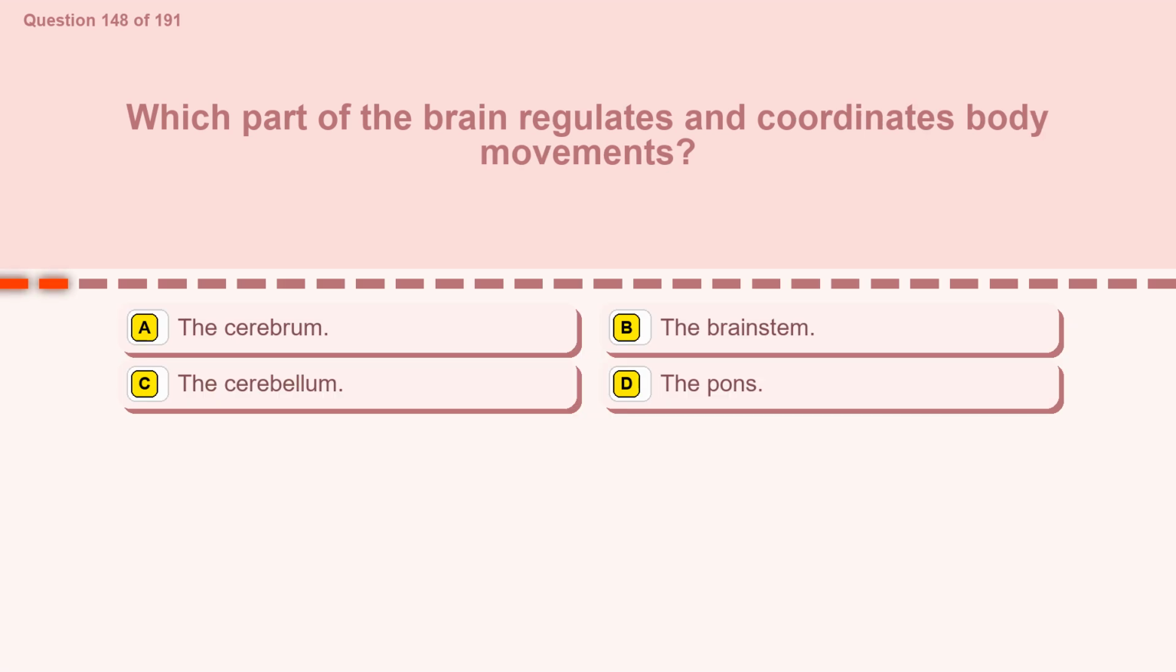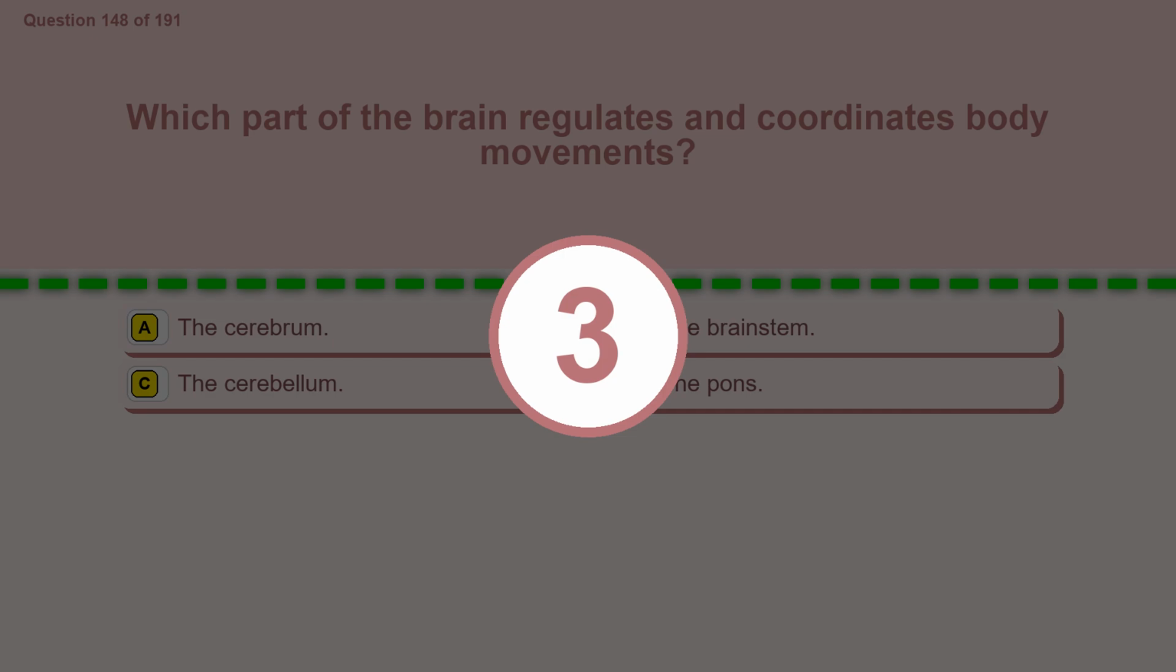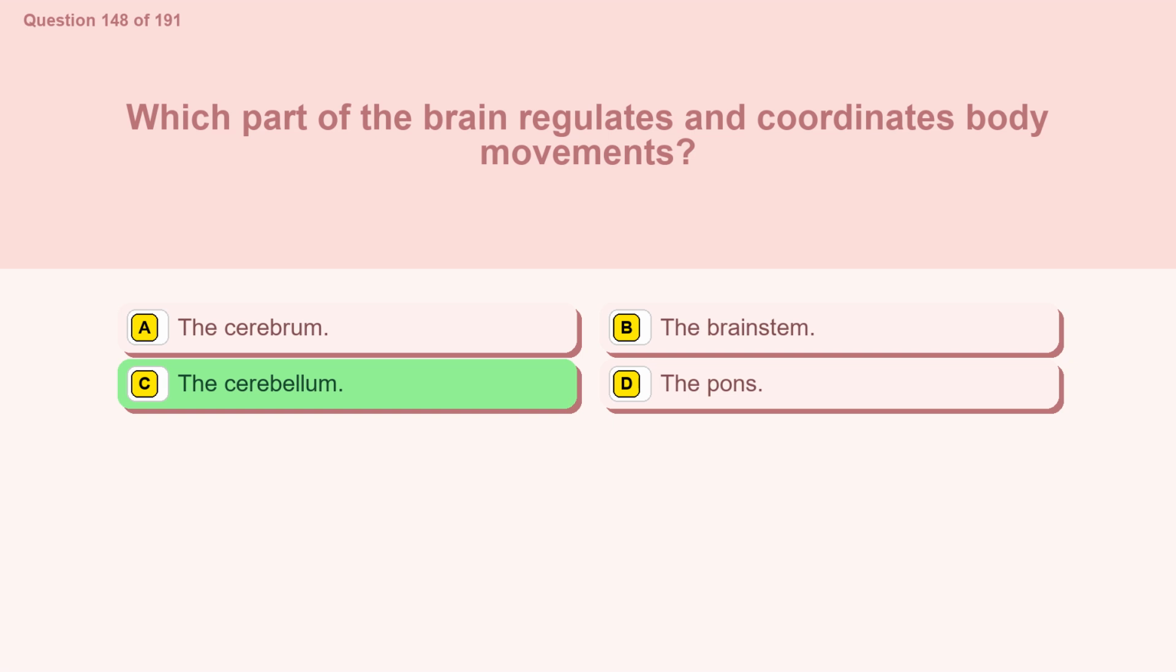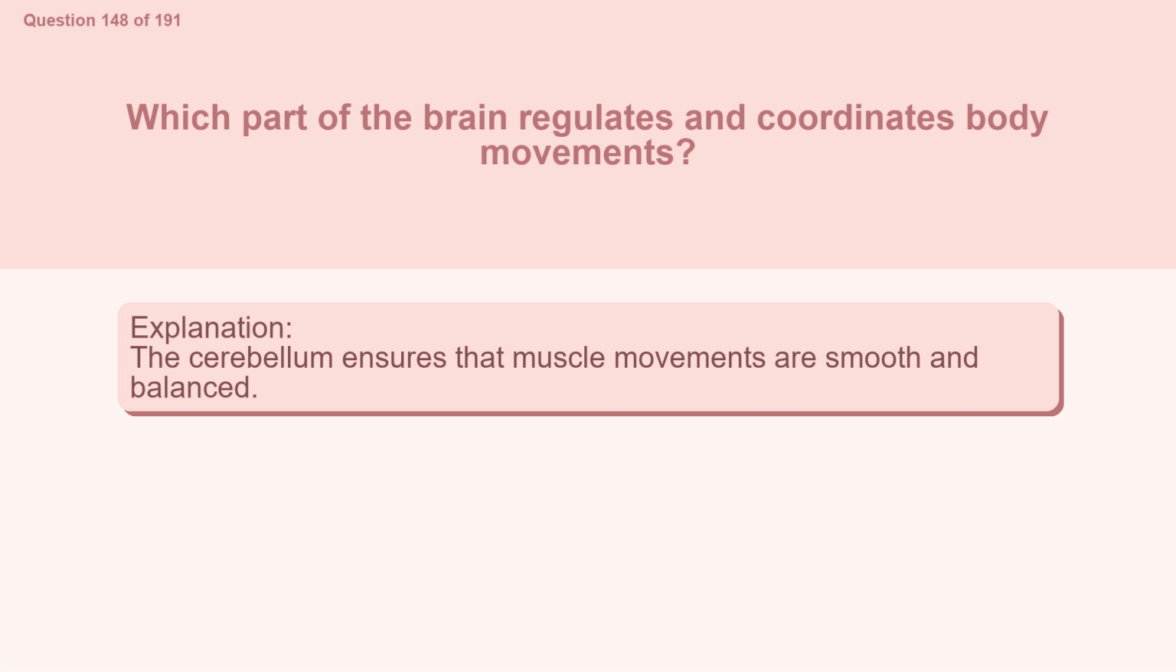Question 148. Which part of the brain regulates and coordinates body movements? Option A, the cerebrum. Option B, the brainstem. Option C, the cerebellum. Option D, the pons. The correct answer is option C, the cerebellum. The cerebellum ensures that muscle movements are smooth and balanced.